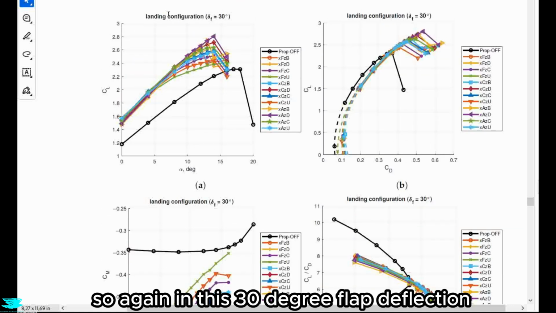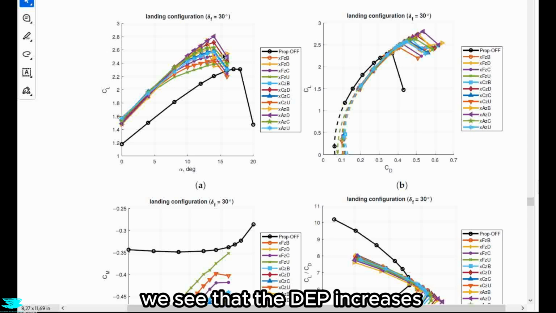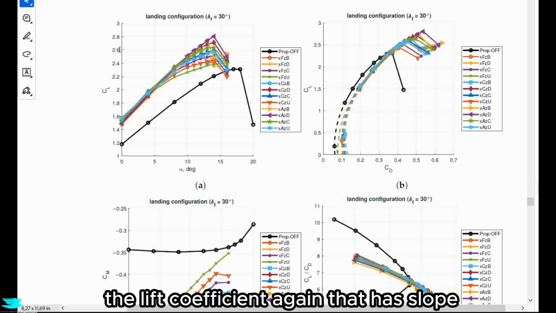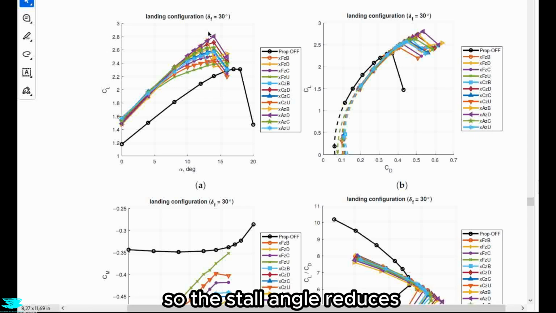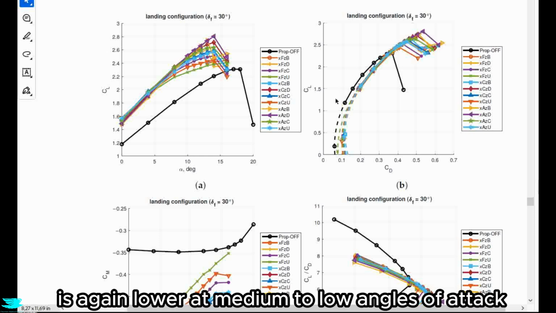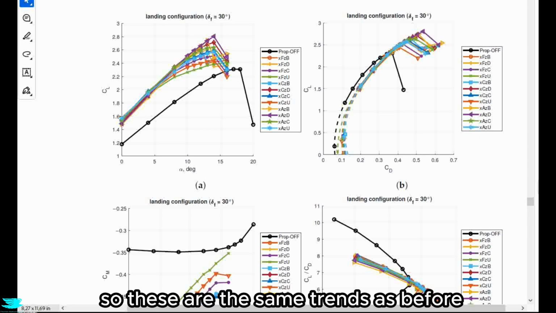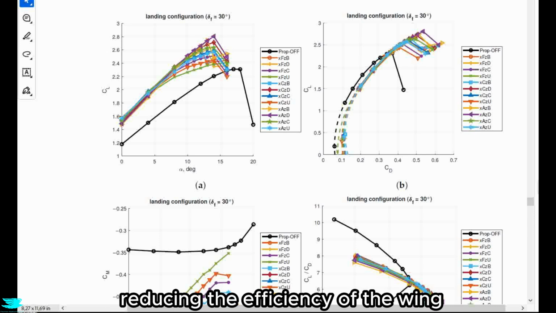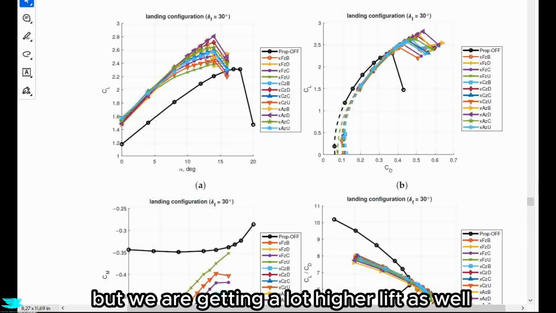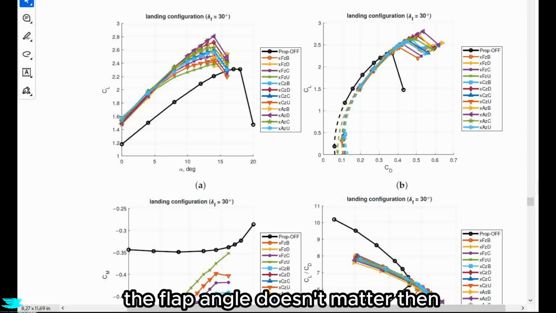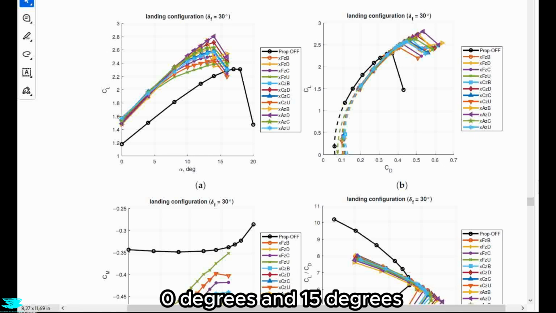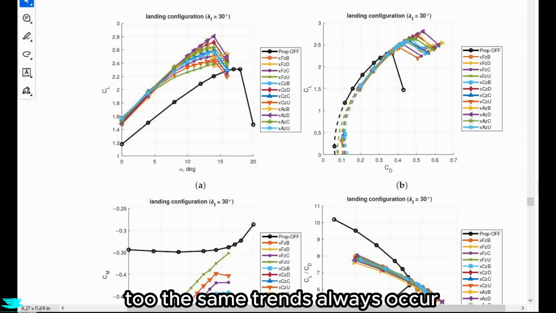So again, in this 30-degree flap deflection, we see that the props increase the lift coefficient and that slope again, the stall angle reduces and the maximum lift coefficient increases. And then the lift to drag ratio on the right here is again lower at medium to low angle of attack. So these are the same trends as before, where the props are really reducing the efficiency of the wing, but we are getting a lot higher lift as well. So there's a trade-off going on there. And what we can conclude here is that really the flap angle doesn't matter then, because we saw the exact same things for 0 degrees and 15 degrees too. The same trends always occur.